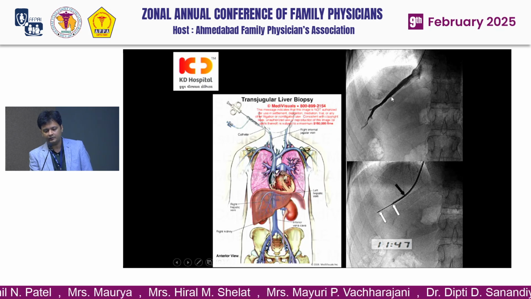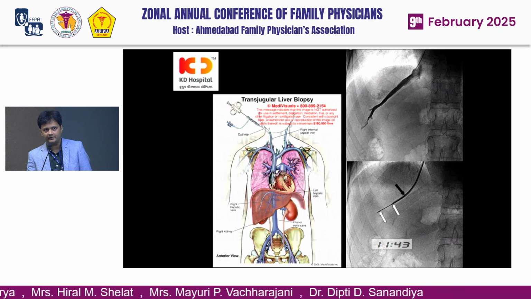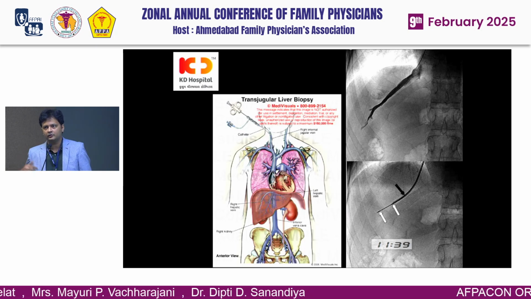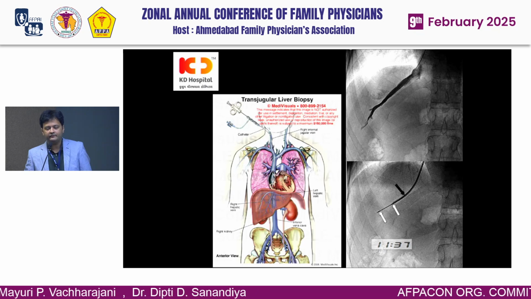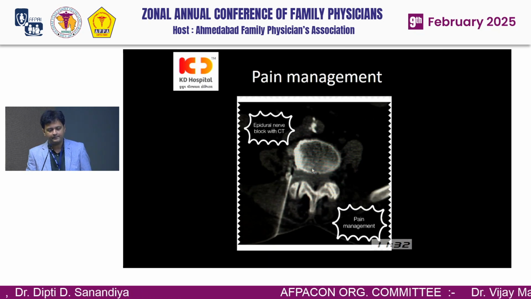And once we are in the hepatic vein, we wedge our catheter and then we take samples of the liver parenchyma, so that even if there is bleeding, that remains in the circulation and there is no hemoperitoneum. In the same way, we can also do a transjugular kidney biopsy in high risk patients.